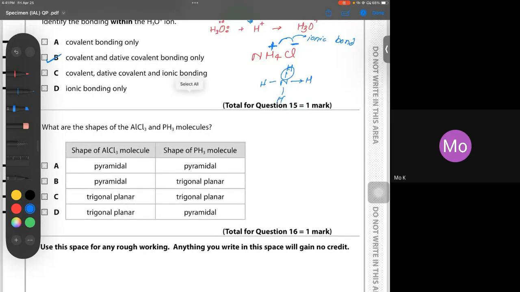You must memorize the shapes and the bond angles after looking at the lone pair and the bond pair. Javeria is saying it's C. Javeria, you are wrong. It's not C.